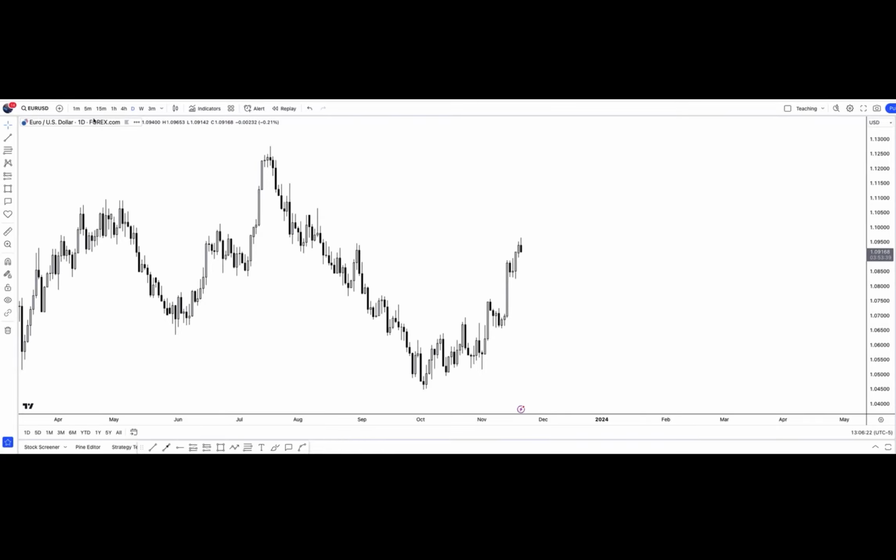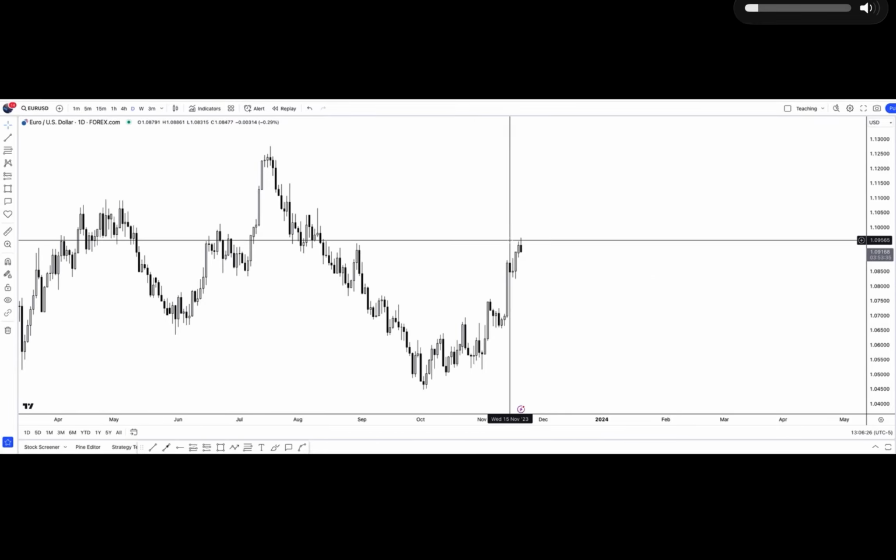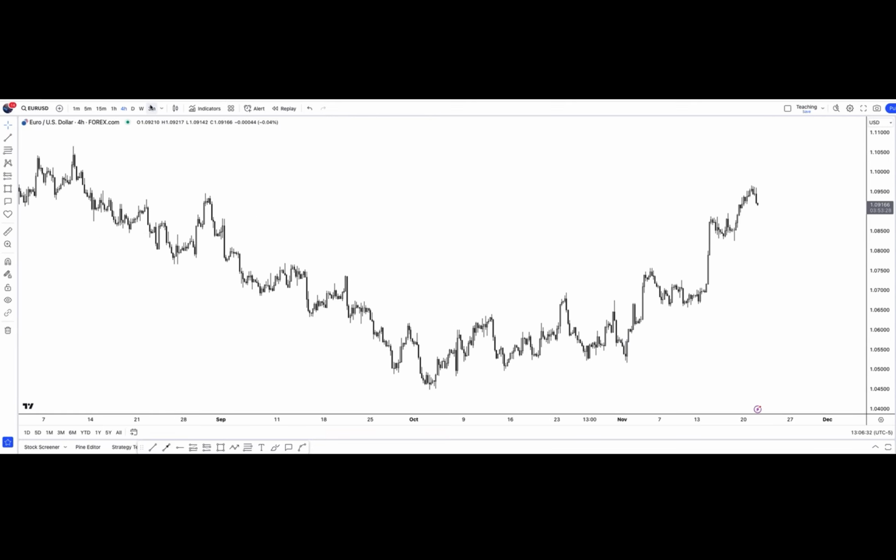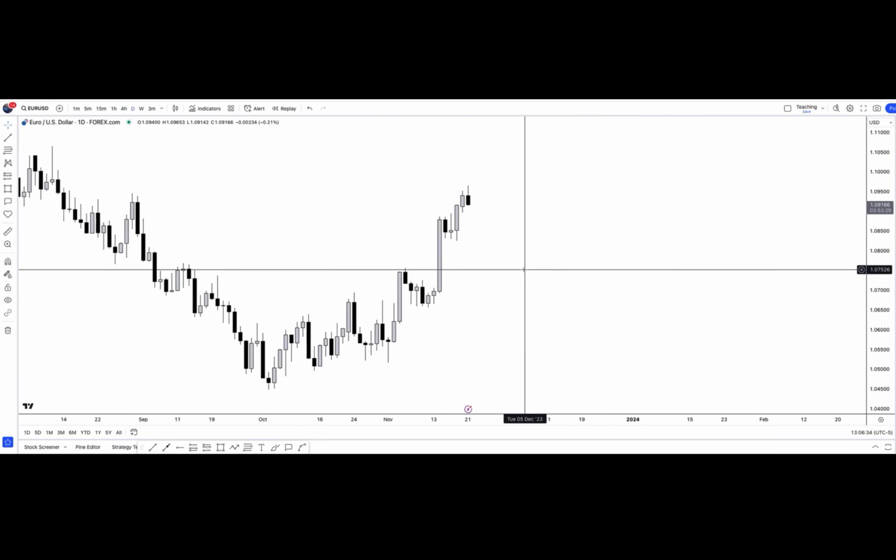Back to another case study covering EURUSD, the usual today. We're in the daily time frame first. We could use the 4 hour, but just because it's so far away, it's easier to use the daily in this example.